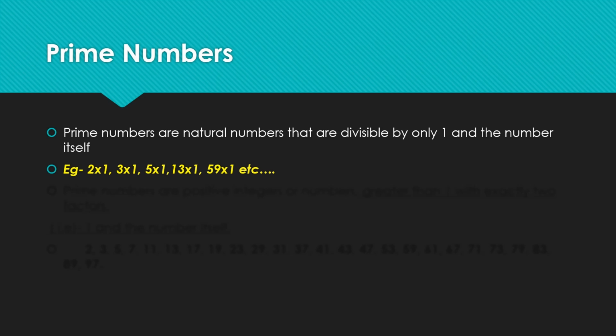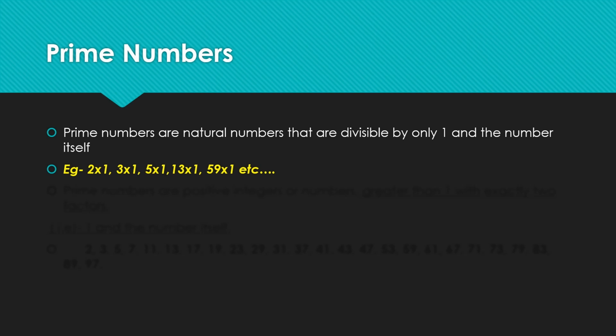See, 2 is divisible by 2 and by 1. 3 is divisible by only 3 and by 1. 5 is divisible by only 5 and 1. See, 13. 13 is divisible by 13 and by 1.